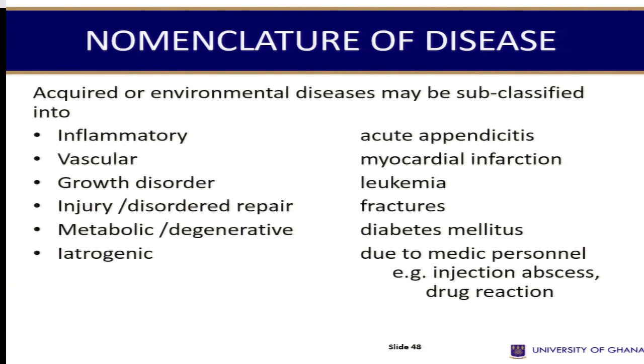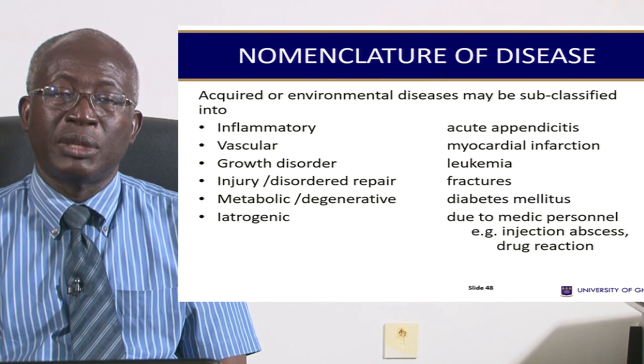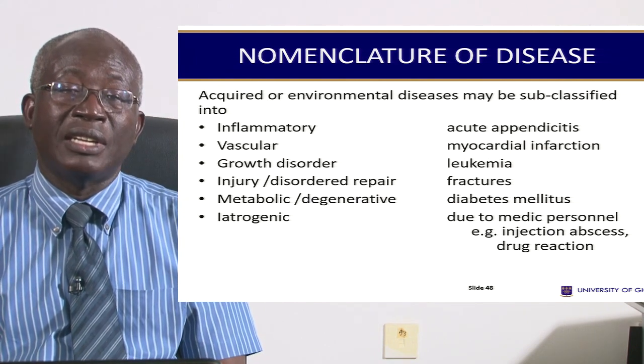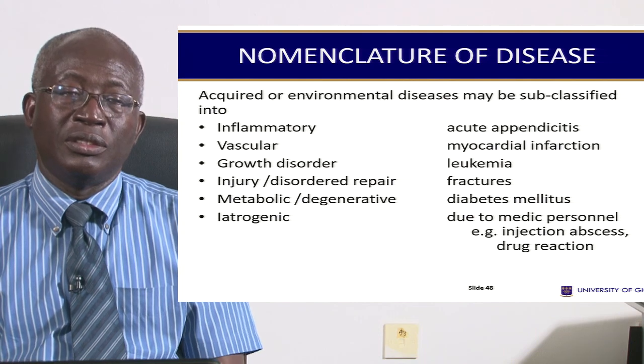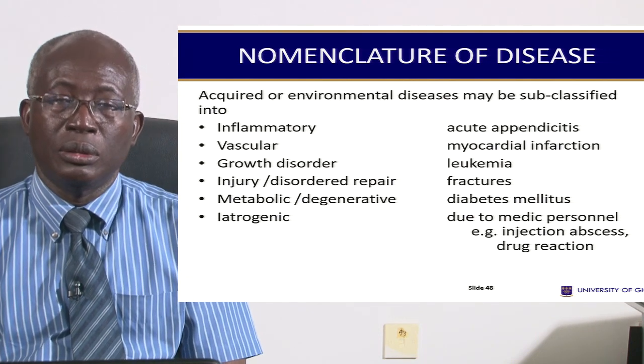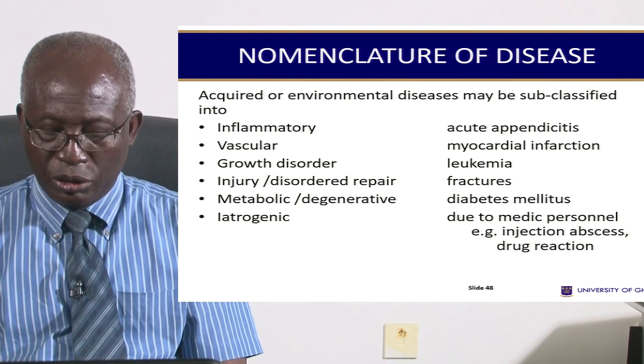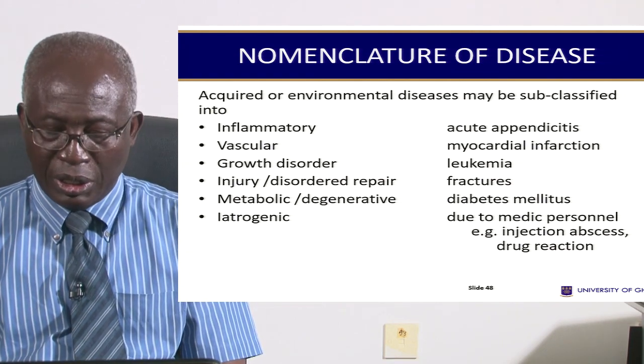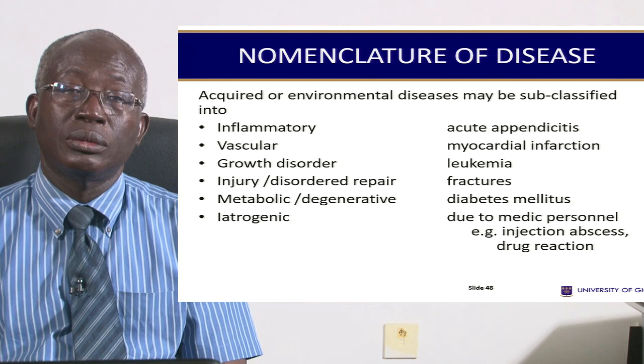And then iatrogenic. This is due to medical personnel. Say, you go to the clinic, you are suffering from something, and you are given an injection by the medical practitioner. And then you develop an abscess. You call it injection abscess. This is iatrogenic. It was because of what you were treated with. Drug reactions also fall under these iatrogenic causes.